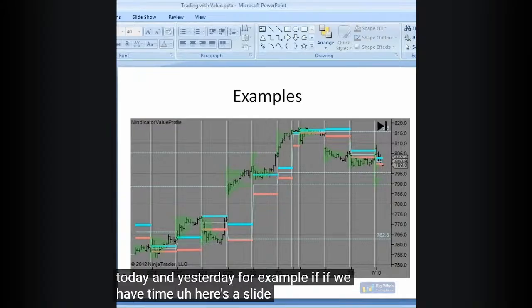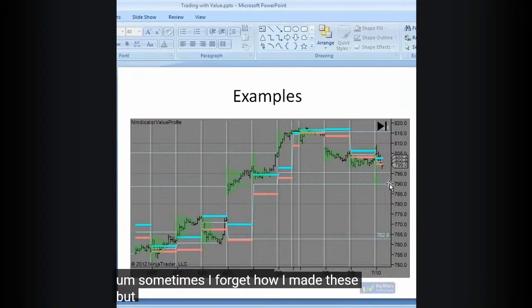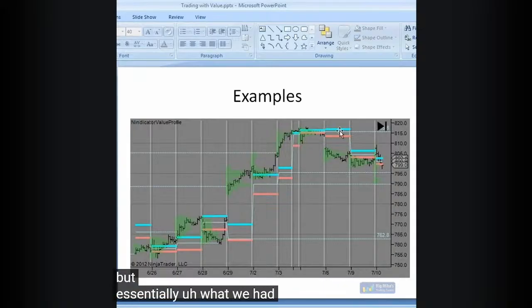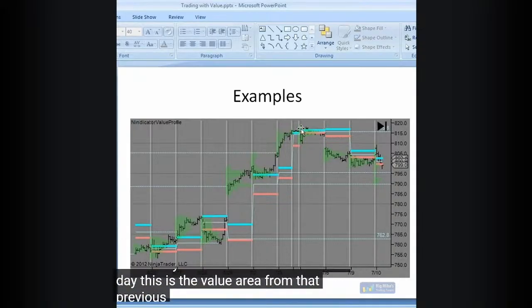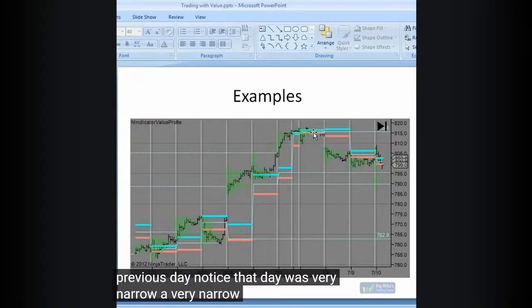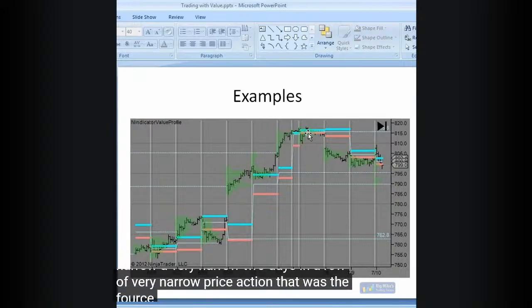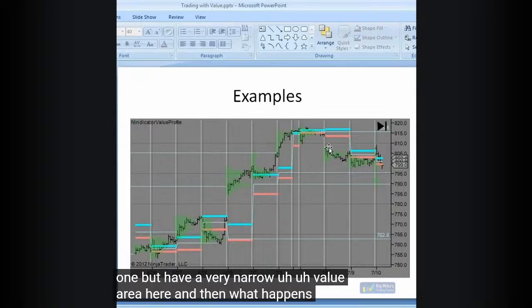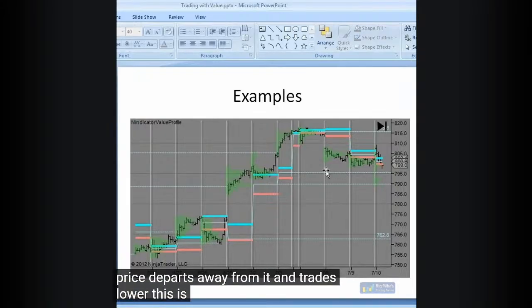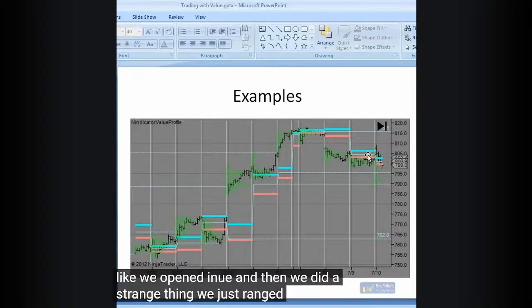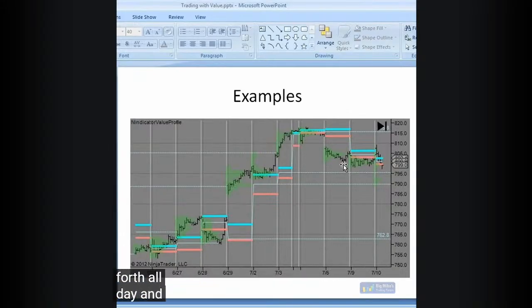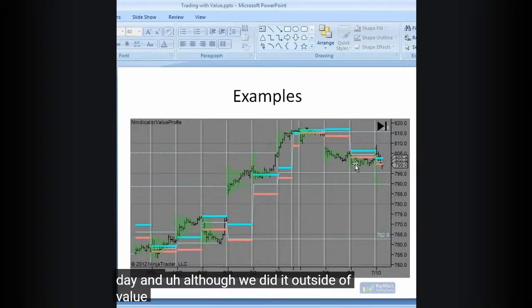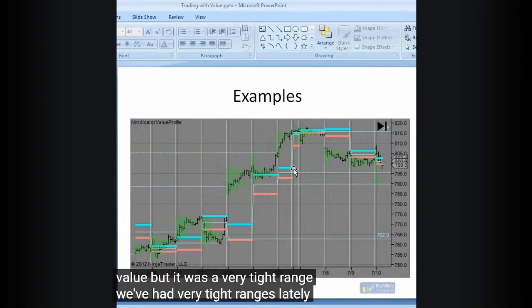Here's a slide. Sometimes I forget how I made these, but essentially what we had here on this day is the value area from that previous day. Notice that day was very narrow, two days in a row, a very narrow price action. That was the fourth, so that gave you a really narrow one. But you have a very narrow value area here, and then what happens is the price departs away from it and trades lower. This is a textbook kind of scenario. On this particular day, it looks like we opened in value, and then we did a strange thing. We just ranged back and forth all day, and although we did it outside of value, it was a very tight range. We've had very tight ranges lately. It's made trading difficult.